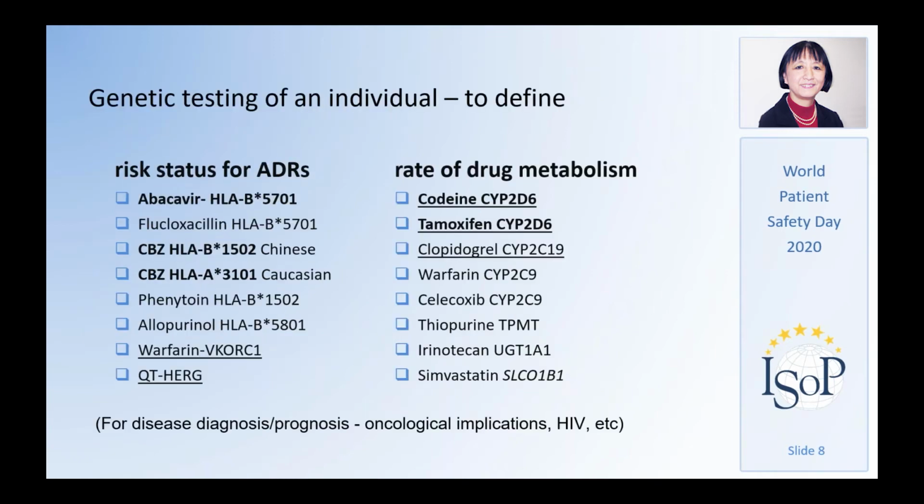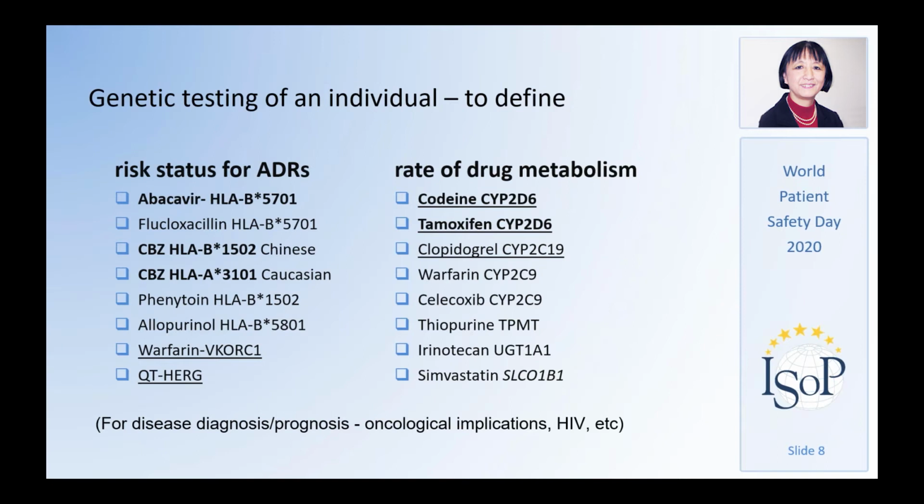There are mainly two kinds of genomic biomarkers. One is to define the risk status for adverse drug reactions, and another is to define the rate of drug metabolism. There are also other biomarkers for disease diagnosis or disease prognosis, for example, in oncological implications or HIV infections. But today we are going to focus on the two genomic biomarkers in the context of pharmacovigilance.